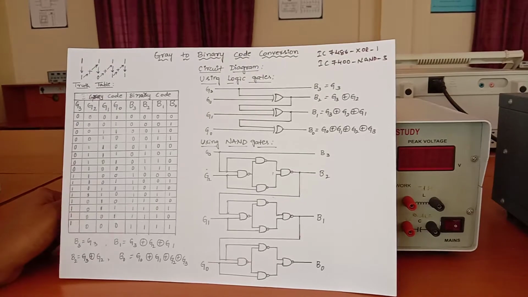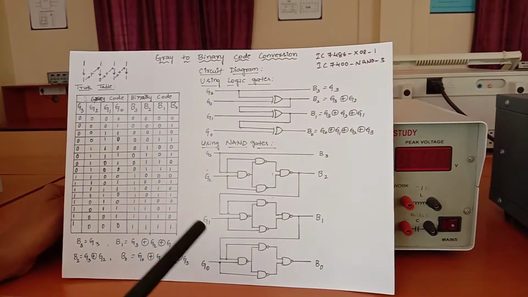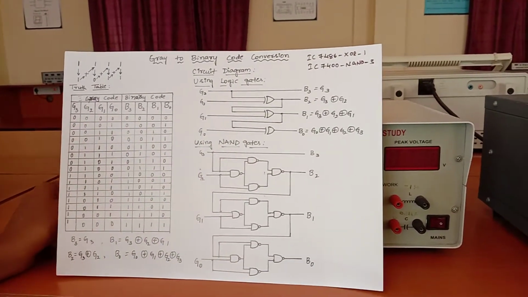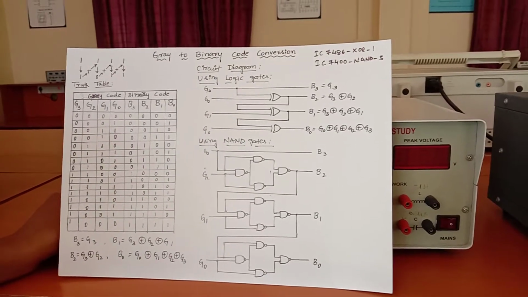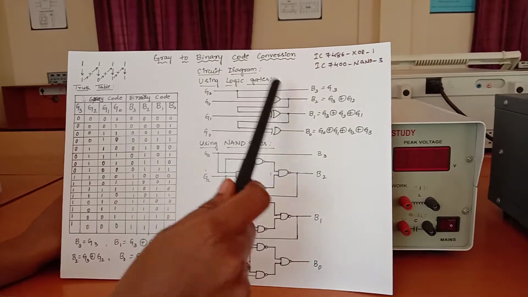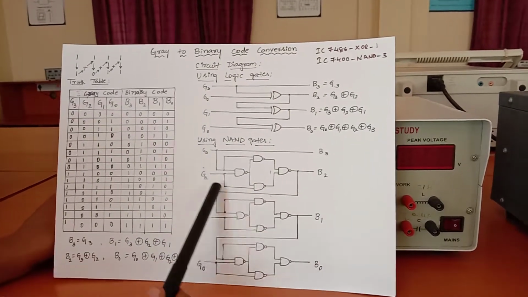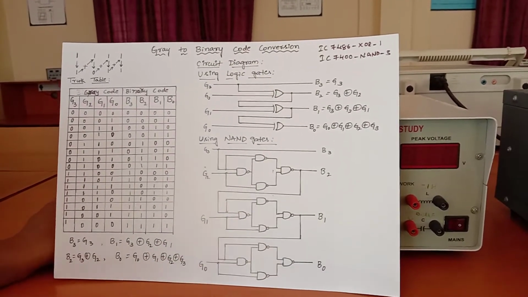Hence we have drawn the circuit diagram, and if we want to realize this circuit using universal gates, we have to replace each XOR gate with NAND gates. As I told you, one XOR gate is equal to 4 NAND gates, and like this we have to do the connections.